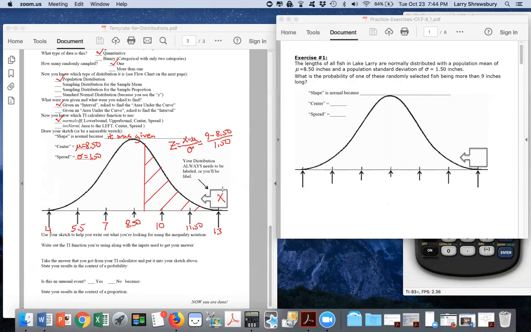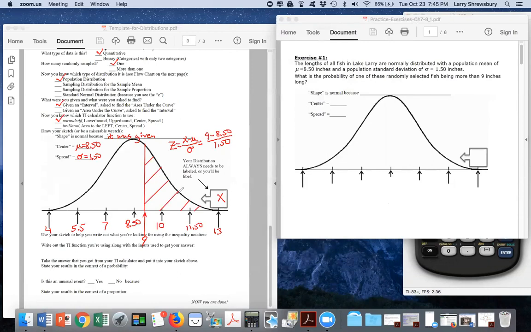All right, so we've got that. Now, use your sketch to help you write out what you're looking for in the inequality notation. Hey, that's a good idea. So I'm going to do that. Let's go over here, and I'll do a little arrow. So let's see now. So that right there, that's my 9. So I'll go ahead and write that in. So that's where my 9 is.